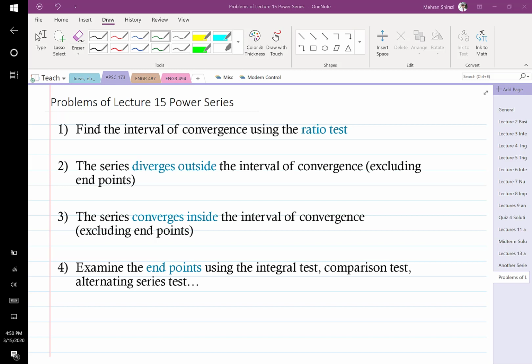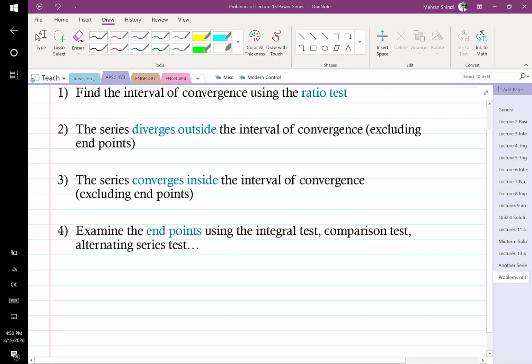We want to find the interval of convergence. We use the ratio test. We find the interval. Anything inside that interval converges. Anything outside that interval given by the ratio test diverges. But we are not sure about the endpoints. So we are going to test the endpoints individually. We have 2 series, one on the right side of the interval, one on the left side of the interval. We are going to test these 2 points manually using different techniques we have learned, and then we can find the interval of convergence.